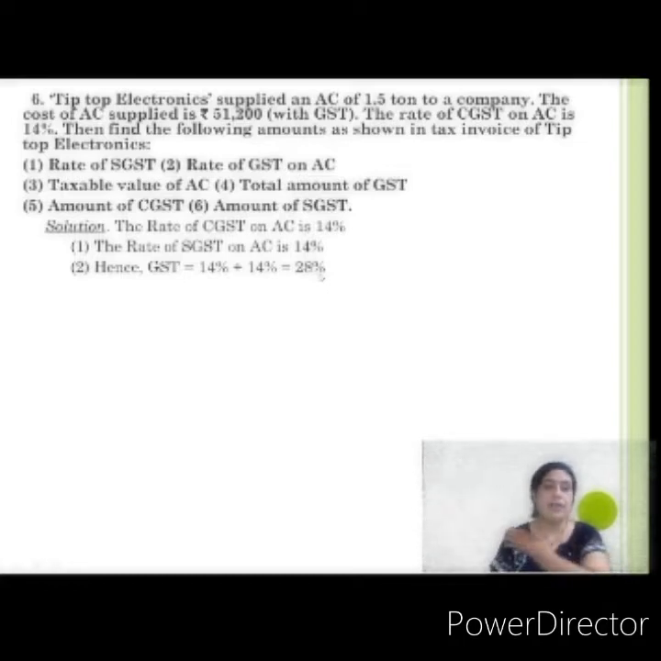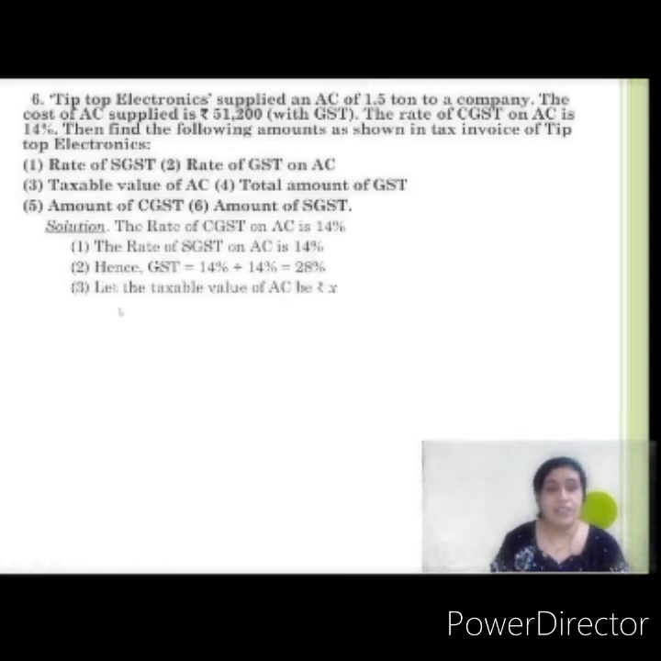Now the third one, they have asked you to calculate the taxable value of AC. Taxable value is what? From the total, subtract the GST, okay? So let the taxable value of AC be X. X with what percent? With 28% of GST. So 28% of X, in its simplest form, is rupees 7x upon 25.